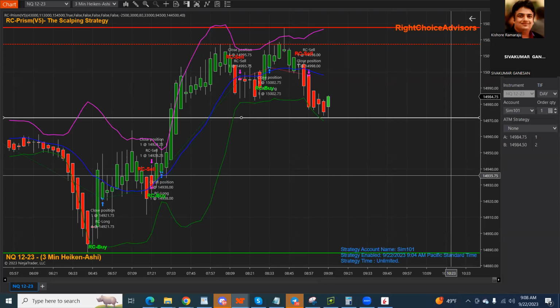Now again it is going up, right? From red it turned to green. Again I can buy calls or I can sell puts.